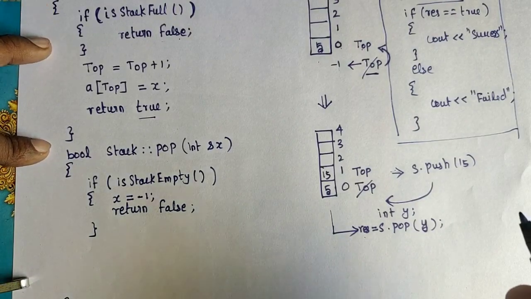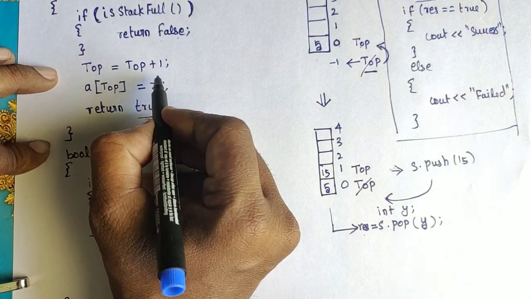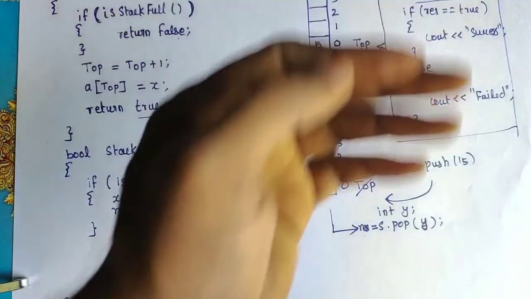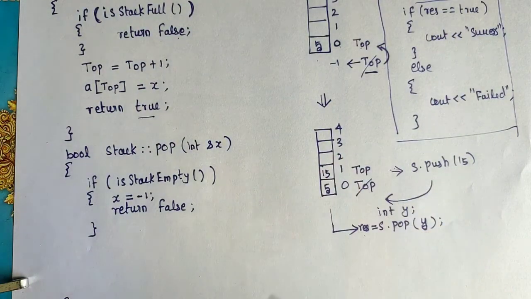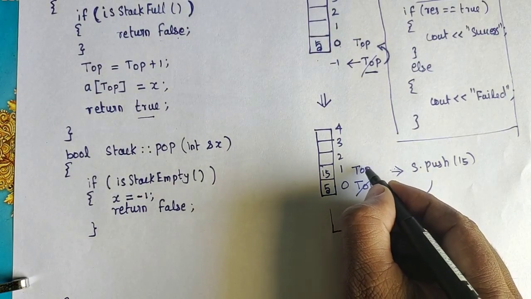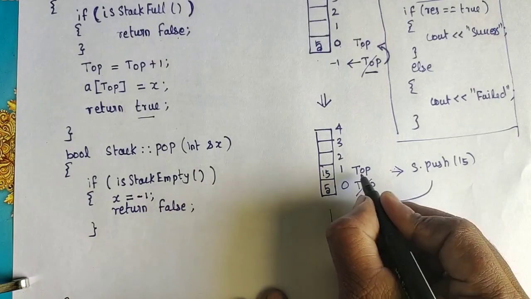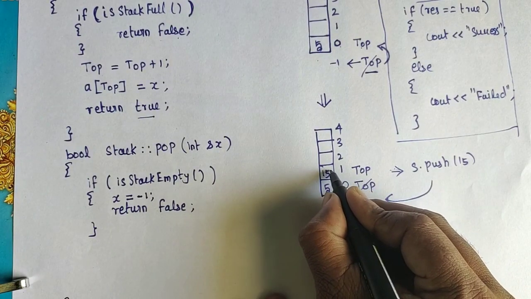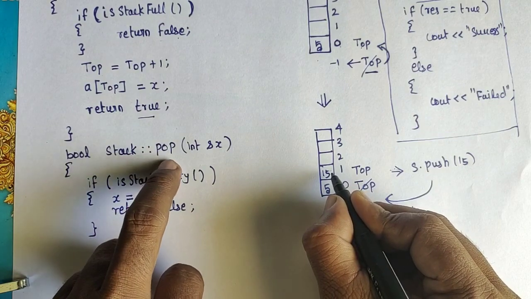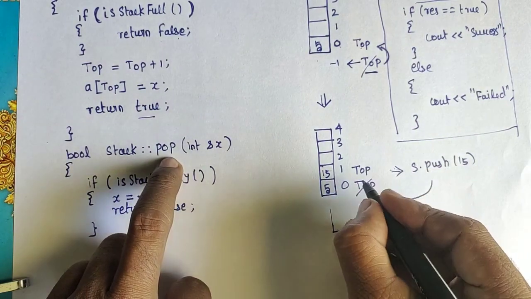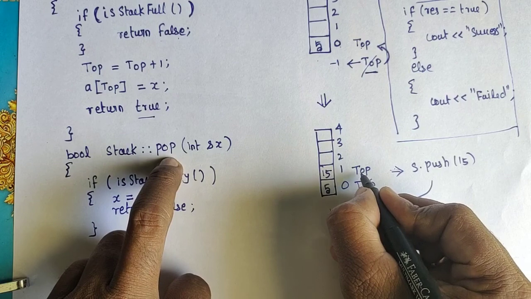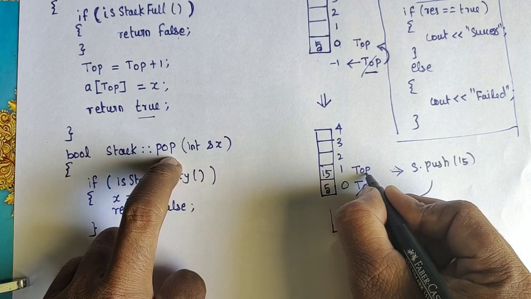So what is the procedure for deletion? First, what is the procedure for insertion? The top is incremented to the new location, and then we insert a new element into that location. So the pop is the reverse of that insertion. We need to just delete the top, decrement the top. Now the top is pointing to the recently inserted element, so the pop has to return the recently inserted element only.